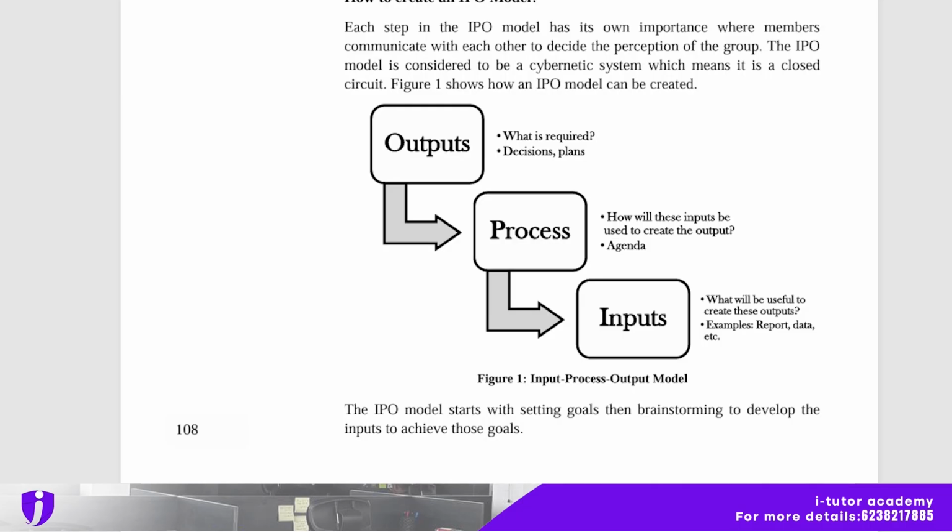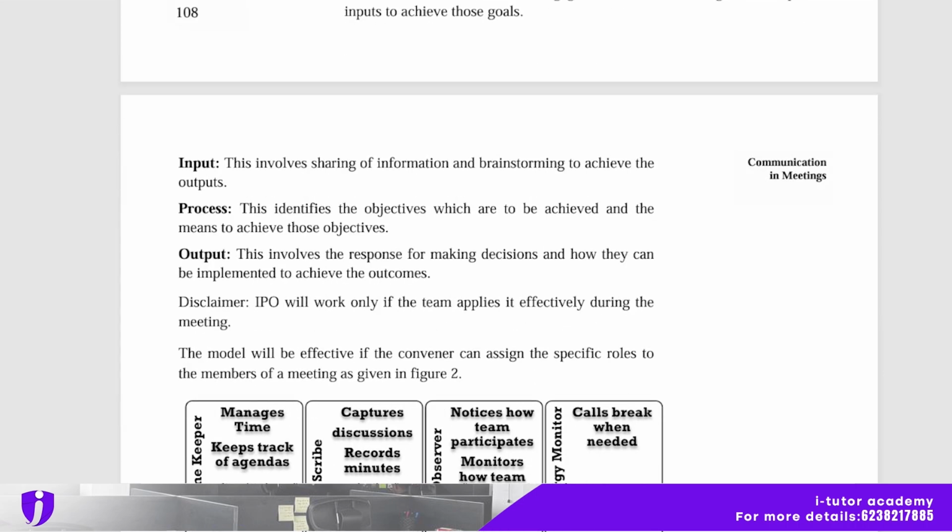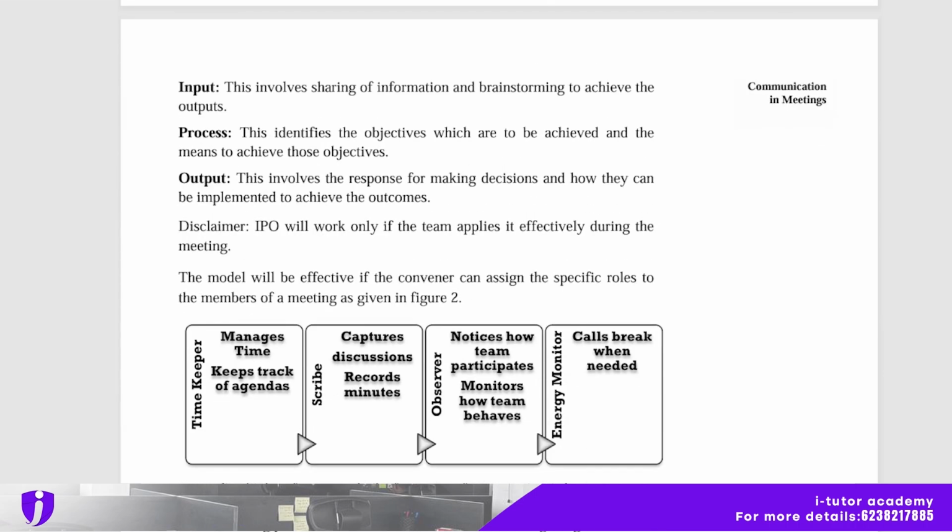Example, reports, data, etc. are the input. And how will this input be used to create the output? That is, there is an agenda, that is a process, and what is required, decisions and plans, come out of this output process. So the IPO model starts with setting goals, then brainstorming to develop the input to achieve those goals. So there is input, there is process and output.